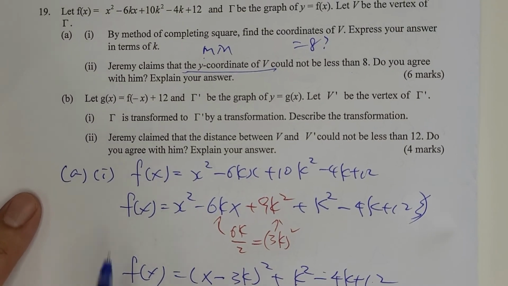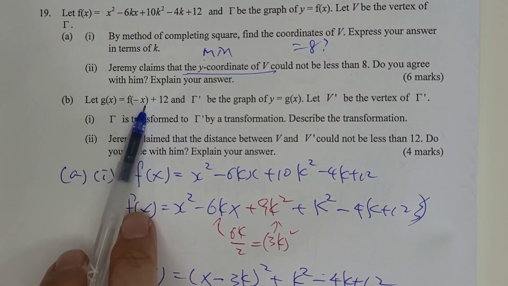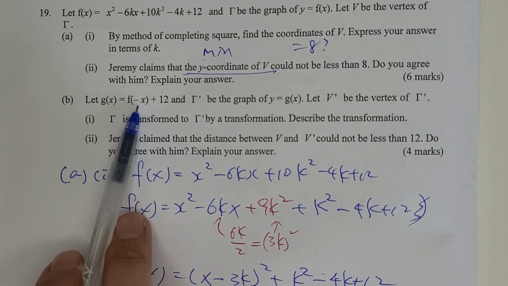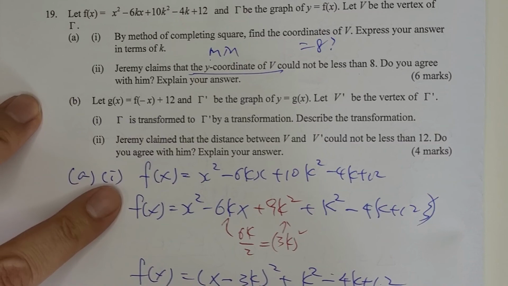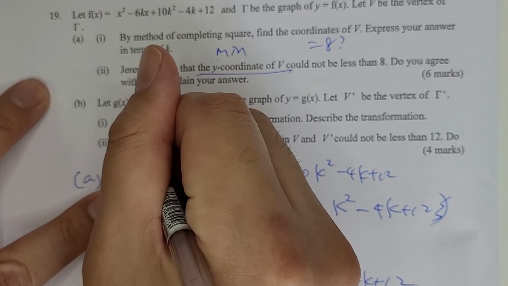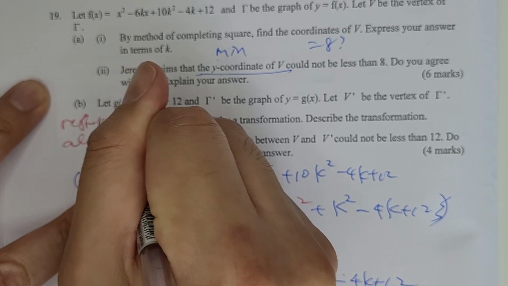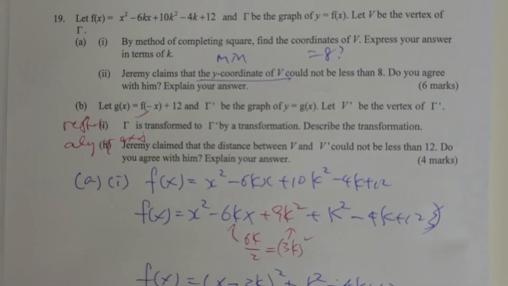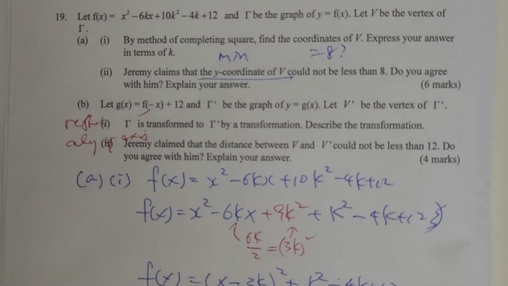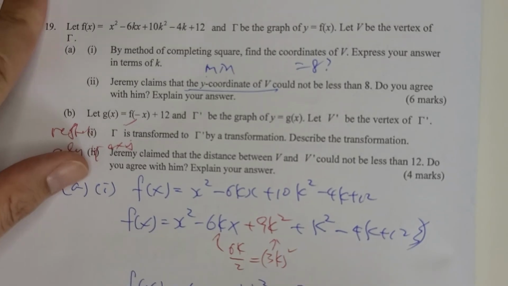And part B, g(x) will be f(negative x) plus 12. You can see the negative is multiplied with x. That means it is doing the left-right transformation. Reflect along the y-axis, left-right reflected. And then plus 12, move up 12 units. So describe it quite simply.